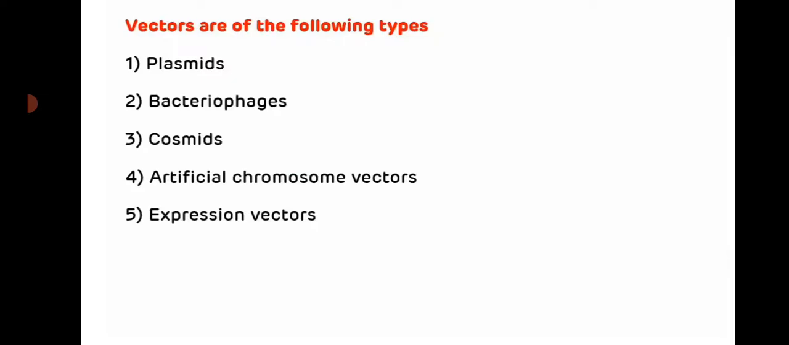Now, which are all the types of vectors? These are the different types of vectors. Plasmids can be used as vectors. Bacteriophages can be used as vectors. Cosmids are used as vectors. Artificial chromosome vectors are there, and expression vectors are there. So these are the different types of vectors used in rDNA technology.